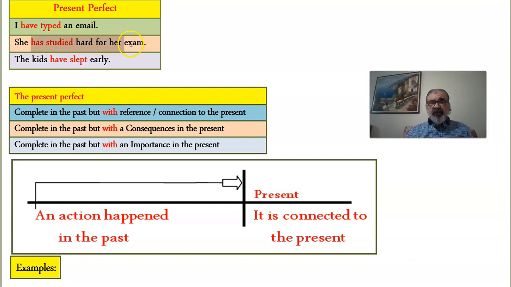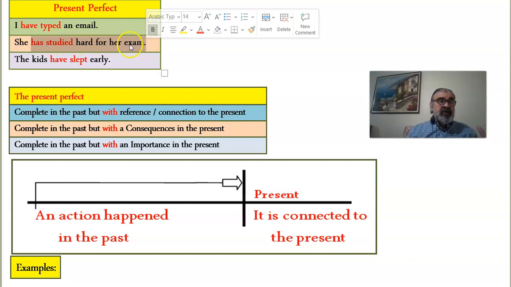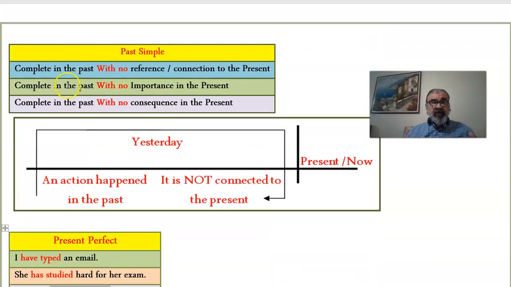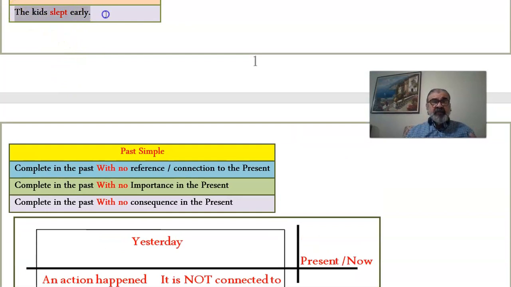She has studied hard for her exam. You know what that means? Now she's ready to go to school, to go for the exam. The kids have slept early. Now they are in their room, not anywhere else, not in the living room or outside playing or actually in school. They are in their room. That's what it means. Just compare it to the kids slept early. They could be anywhere else but not in their room. They could be where?